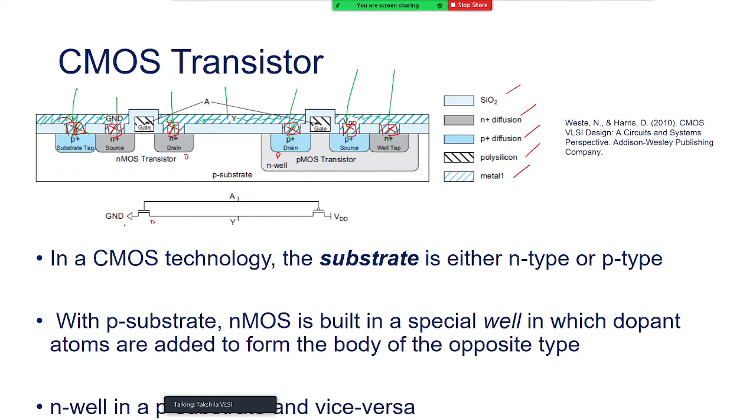This is drain, this is source, is NMOS. That is drain, that is source of PMOS. And drains are connected, I call it output terminal. Gates are connected, I call it as an input. This is how essentially my circuit was.